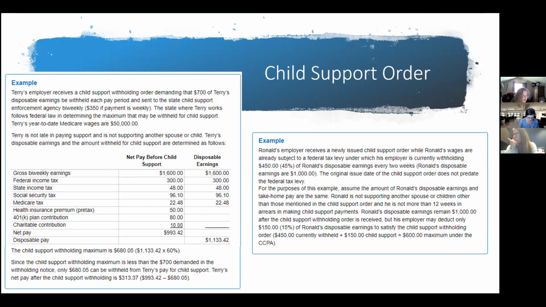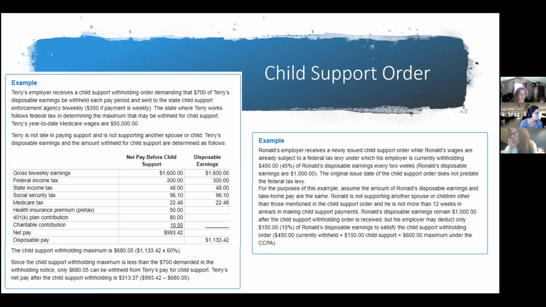A couple more examples of talking about disposable earnings and child support orders. Terry's employer receives a child support withholding order demanding $700 of Terry's disposable earnings be withheld each pay period and sent to the state child support enforcement agency. That's $350 if the payment is biweekly, $350 if weekly. The state where Terry works follows federal law in determining the maximum that may be withheld for child support. So those percentages that we talked about earlier, his state follows, so we're going to use those percentages. He is not late in paying child support and is not supporting another spouse or child. Terry's disposable earnings and the amount withheld for child support would be as follows.